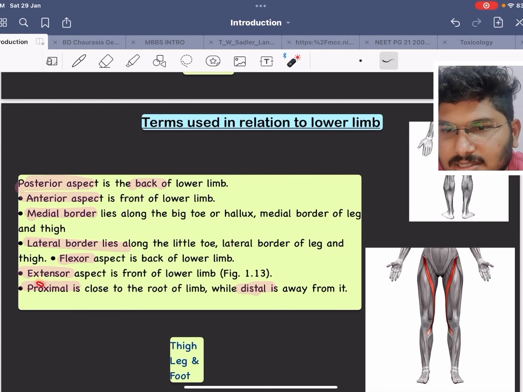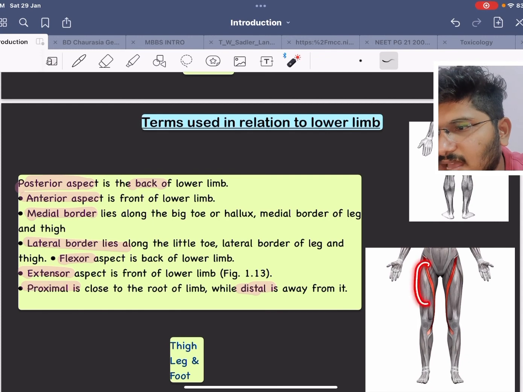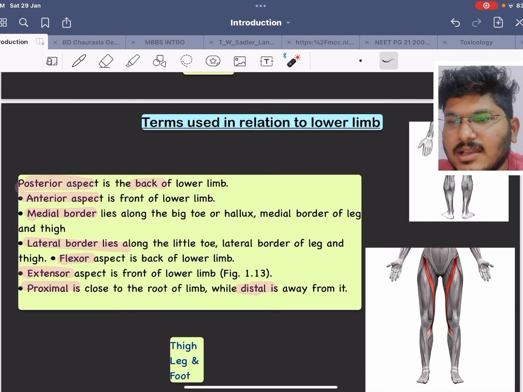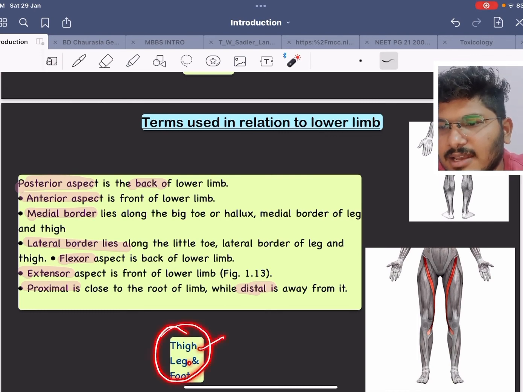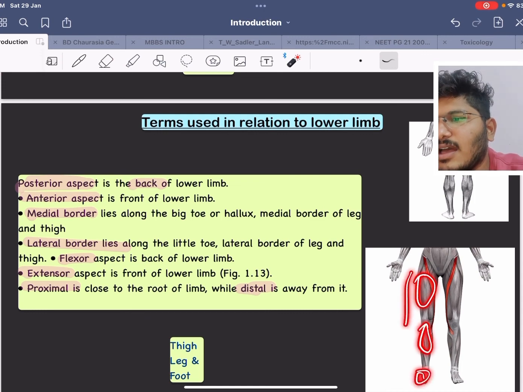Similarly, proximal is something which is close to the root of the limb. So this is the proximal part of the lower limb, that is the thigh, and this is the distal part of the lower limb, which is away from the root of the lower limb. This distal part is the foot. Again, in the regional anatomy, as I told, this is the thigh, this is the leg and this is the foot of the lower limb.